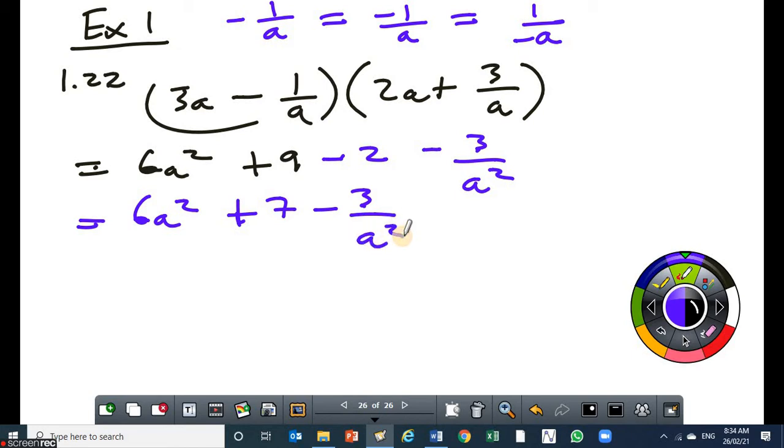Okay? I don't want to simplify this, but I can simplify it further by finding the LCD. If you stop here, it's fine, but it can be simplified further. What's the LCD? Don't forget that you did algebraic fractions last year. What's the LCD?